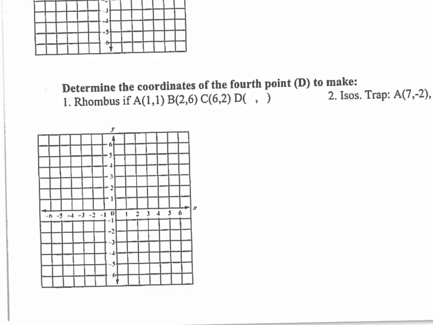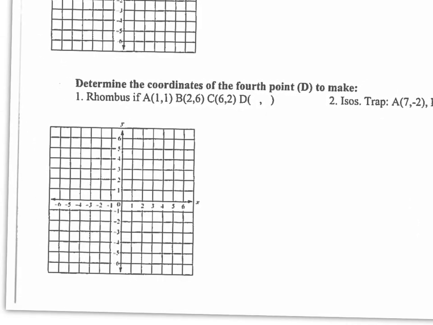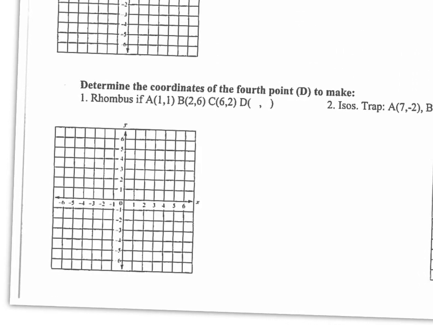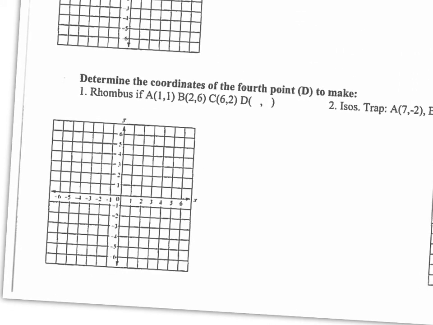It says, determine the coordinates of the fourth point D to make a rhombus if your first 3 points are that. So A is 1, 1. B is 2, 6. C is 6, 2. So I want you to pause this video and see if you can find another coordinate for D to make a rhombus. So there's technically 3 different answers you can give me.